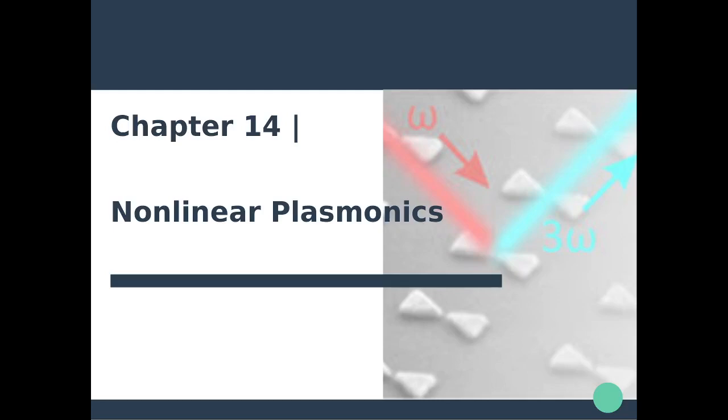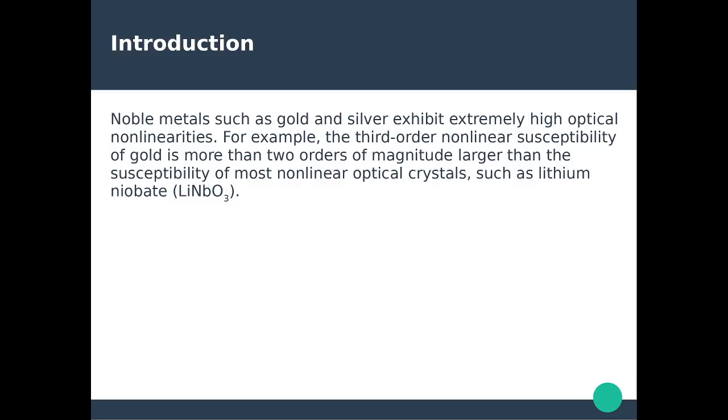nonlinear optics. So first of all, it's important to notice that noble metals that we've discussed in this course, like gold and silver, which are plasmonic metals, exhibit extremely large optical nonlinearities. As an example, the third order nonlinear susceptibility, which we're going to discuss later on, for a metal like gold, is more than 2 orders of magnitude larger than typical susceptibilities of nonlinear crystals. And that's including, for instance, lithium niobate. So this is extremely interesting.